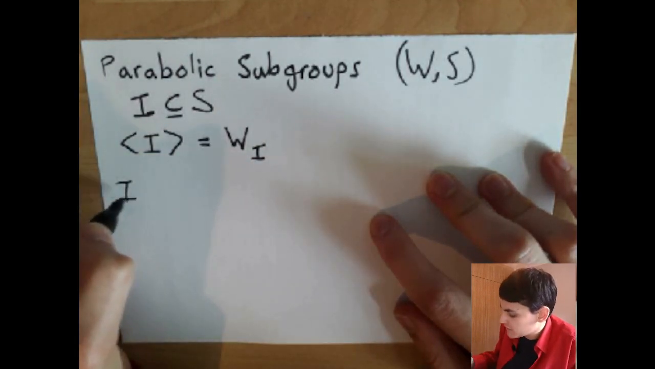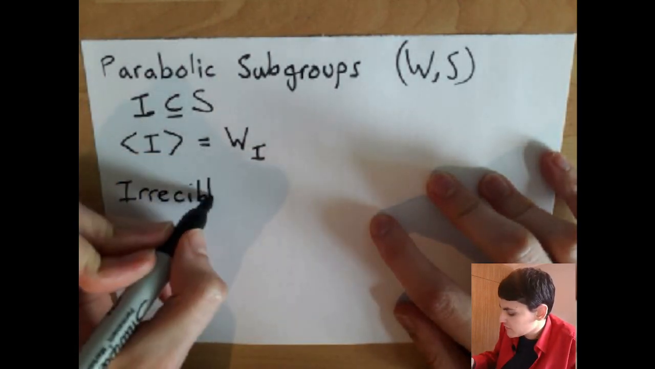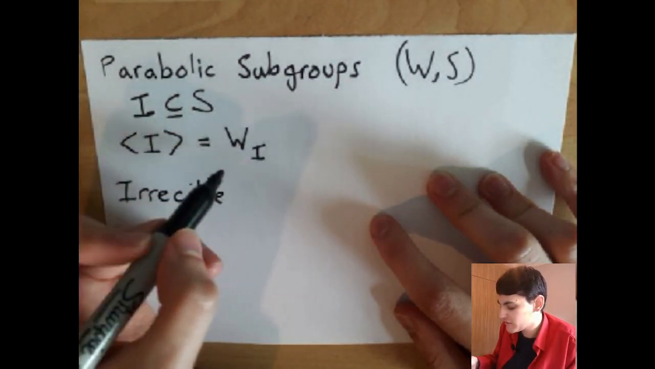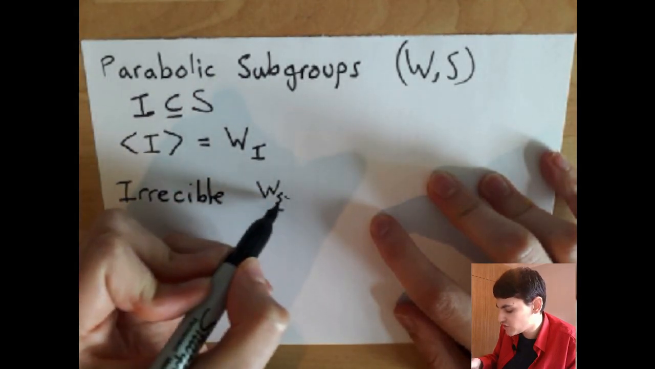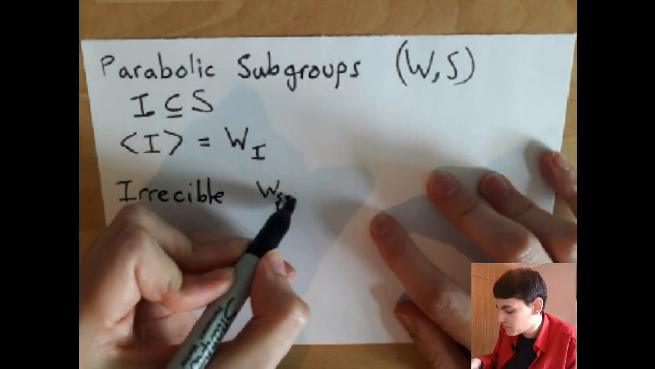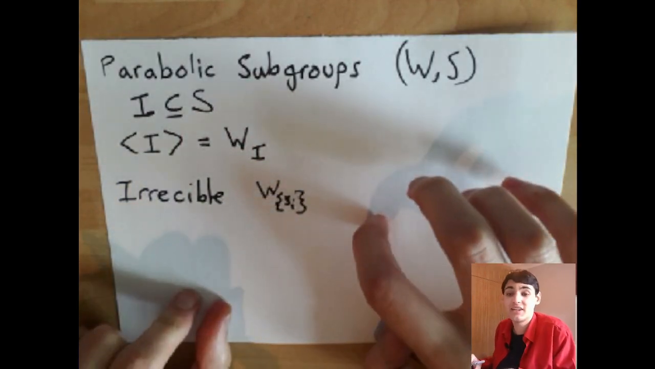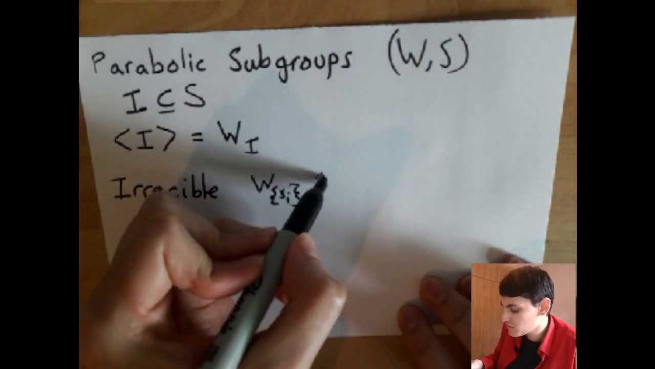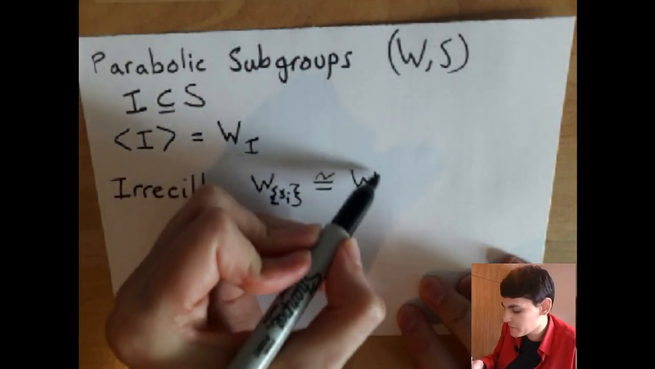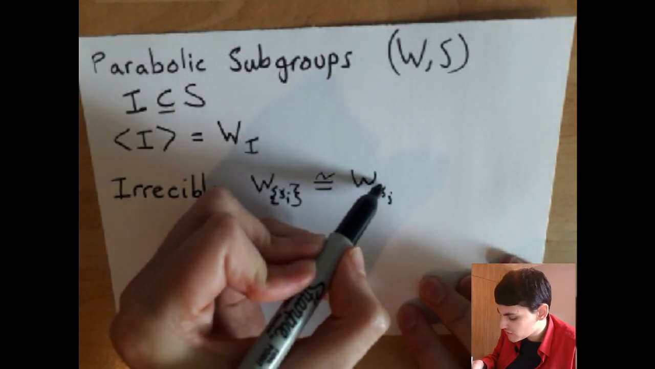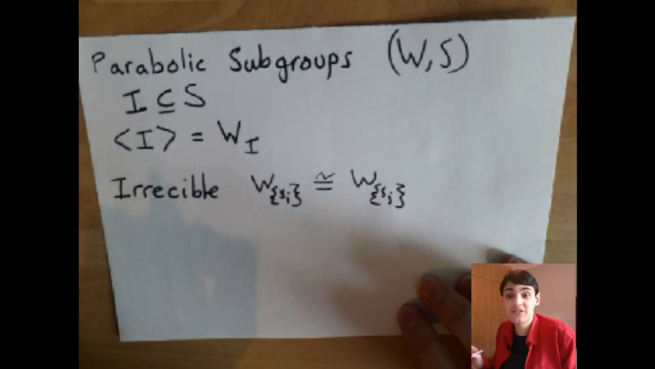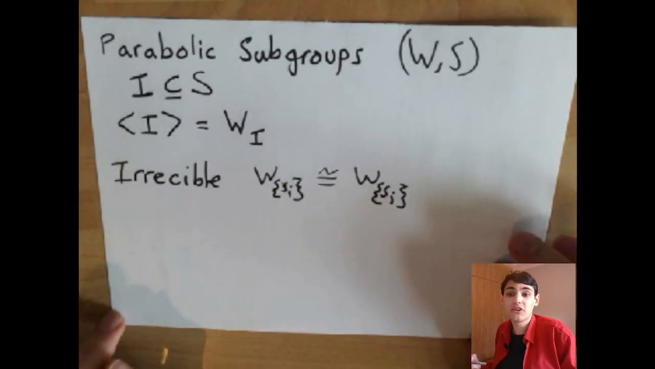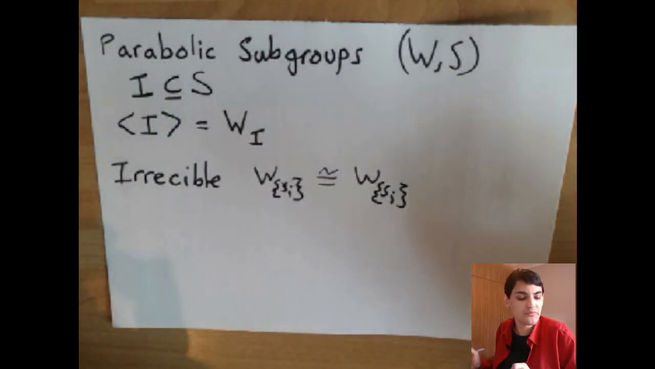We also say that a Coxeter group is irreducible if all the parabolic subgroups that are generated by a single generator are all basically the same, and that is in this, then we say that the Coxeter group W is irreducible.